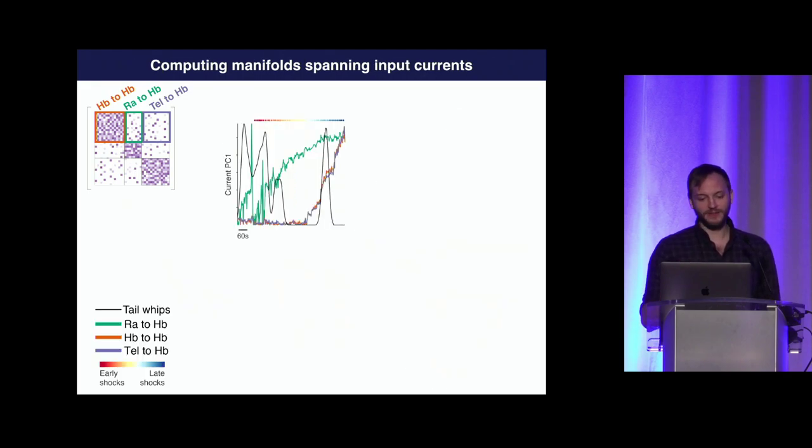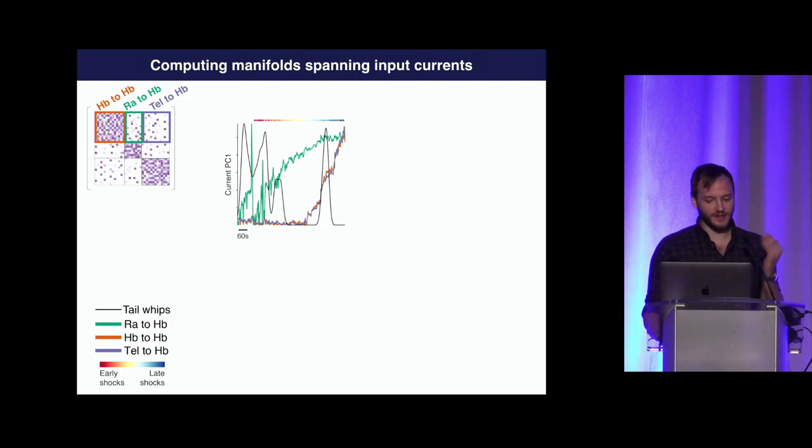So here again, the raphe is in green, and I'm overlaying this black trace, which is the amount of tail whips the fish is giving. So it's a readout of whether they're active or passive. And you can see early on, whenever the fish is moving its tail a lot, there's a lot of raphe activity really driving habenula, and not so much in the interhabenula interactions or in the telencephalon. And then as the fish becomes passive, you see this distinct ramping of activity from these other current sources.